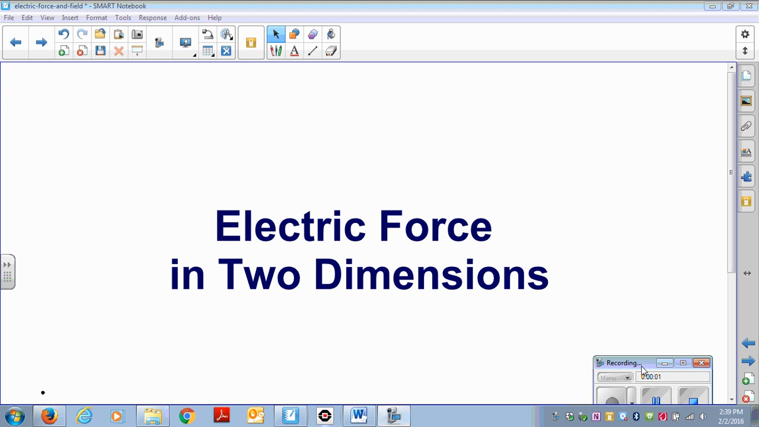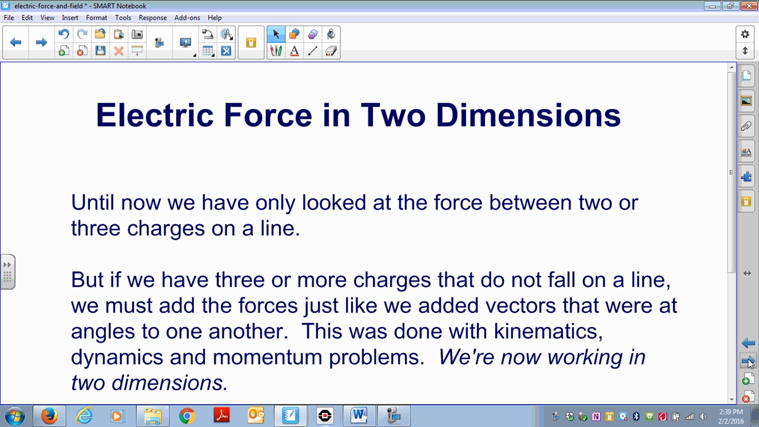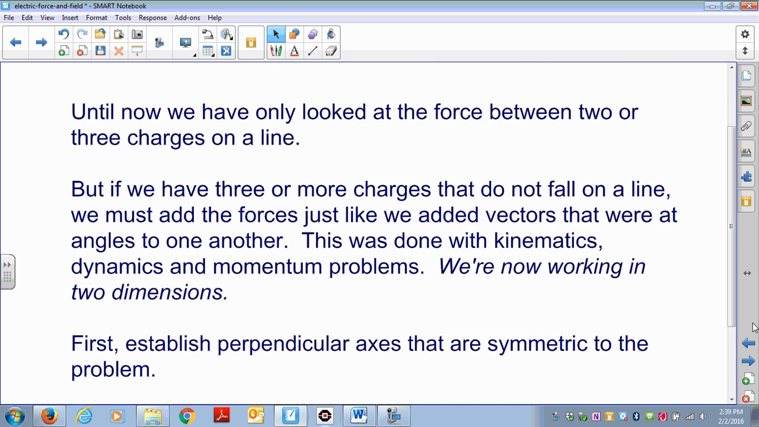In this lecture, we're going to cover electric force in 2 dimensions. Until now, we have only looked at the force between 2 or 3 charges on a line. But if we have 3 or more charges that do not fall on a line, we must add the forces just like we added vectors that were at angles to one another. This was done in kinematics for your projectile motion problems, dynamics, and momentum problems. We're now working in 2 dimensions.